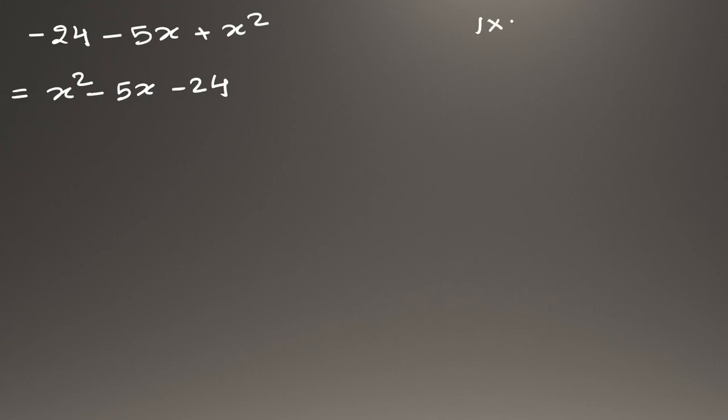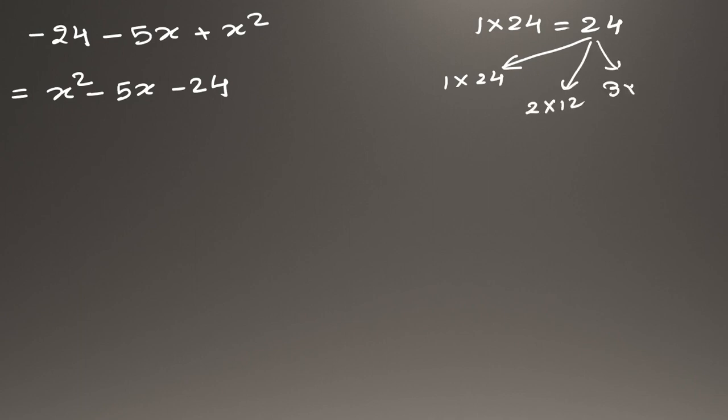So 1 multiply 24 is equal to 24. Now write all possible pairs of factors for 24. One can be 1 multiply 24. Another can be 2 multiply 12. Another can be 3 multiplied by 8. Another can be 4 multiplied by 6. I don't think any other pair is left.